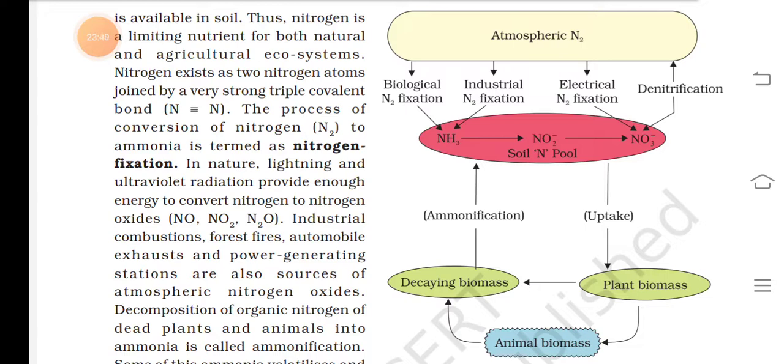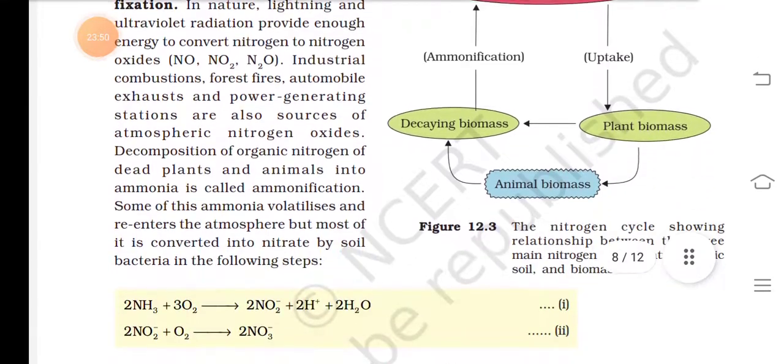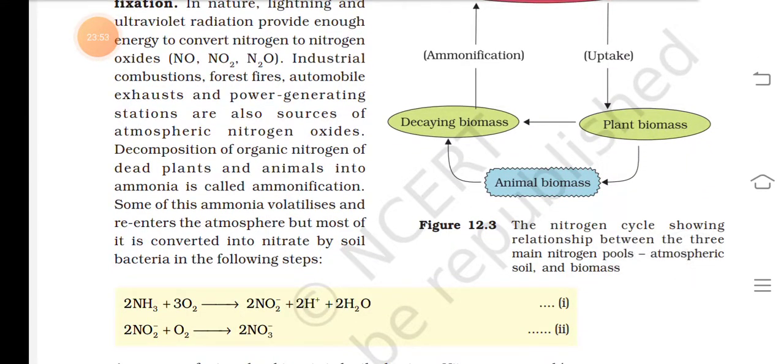In nature, lightning and ultraviolet radiation provide enough energy to convert nitrogen to nitrogen oxides, NO, NO2, N2O. Industrial combustion, forest fires, automobile exhaust and power generating stations are also sources of atmospheric nitrogen oxide. Decomposition of organic nitrogen of dead plants and animals into ammonia is called ammonification.